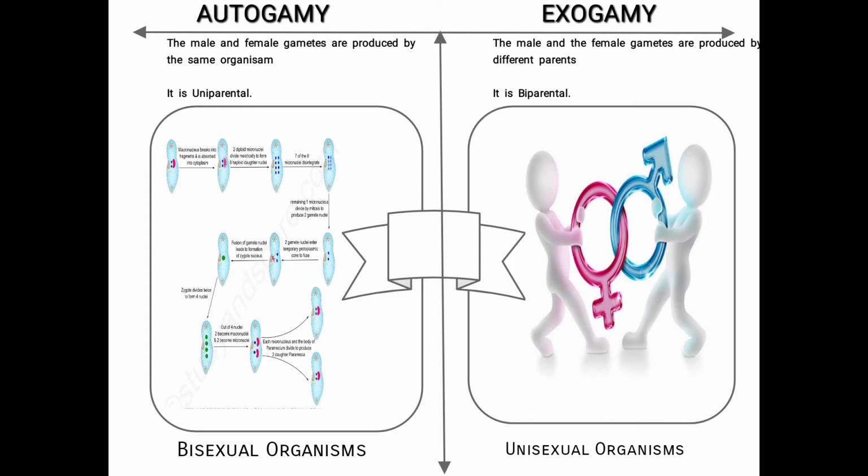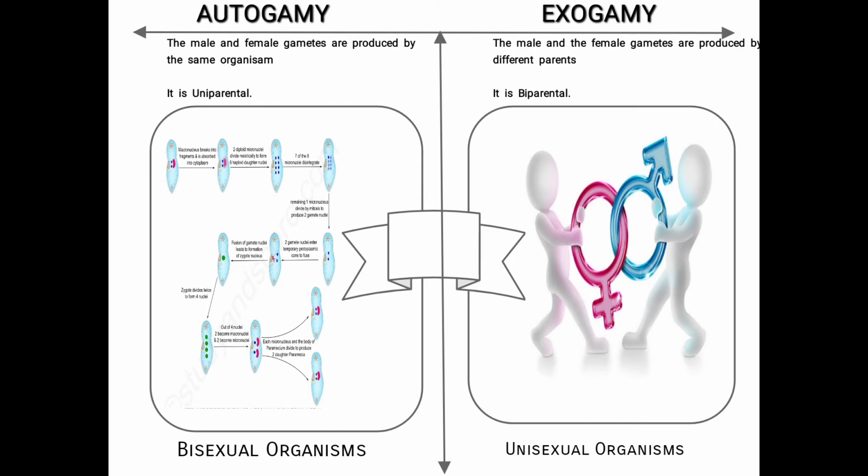And come to the right part, exogamy. Exogamy is just the opposite of autogamy. If you see, the male and the female gametes are produced by different parents here. So two different parents are there. Male is separate, female is separate, not like autogamy. In autogamy, male and female are present in the same animal, but here it is different. Male is separate and female is separate. So two parents are there. It is a biparental one.